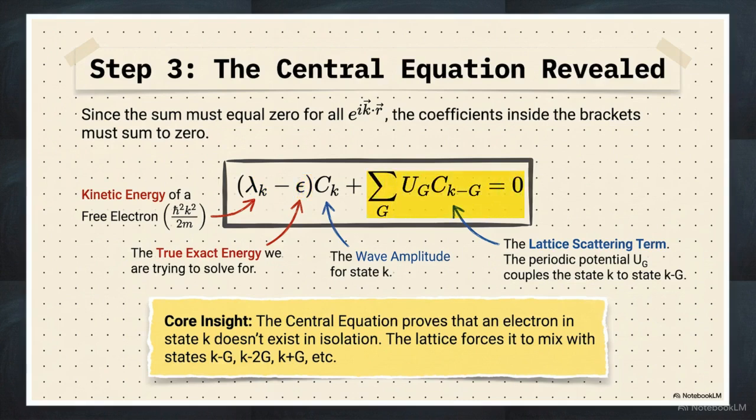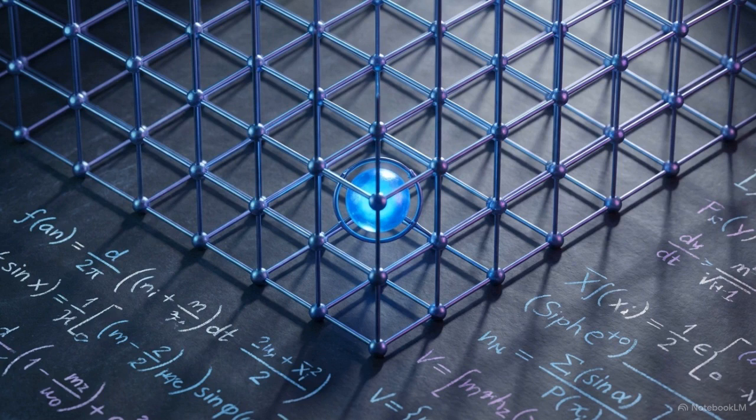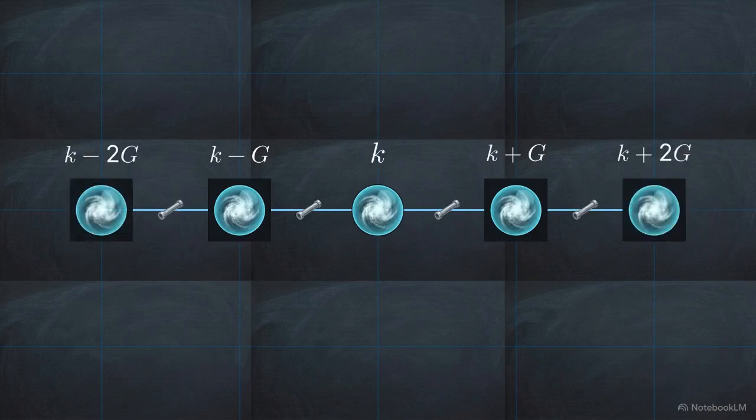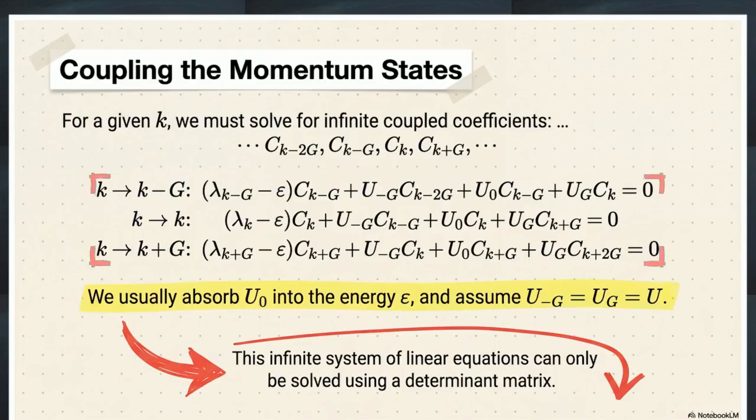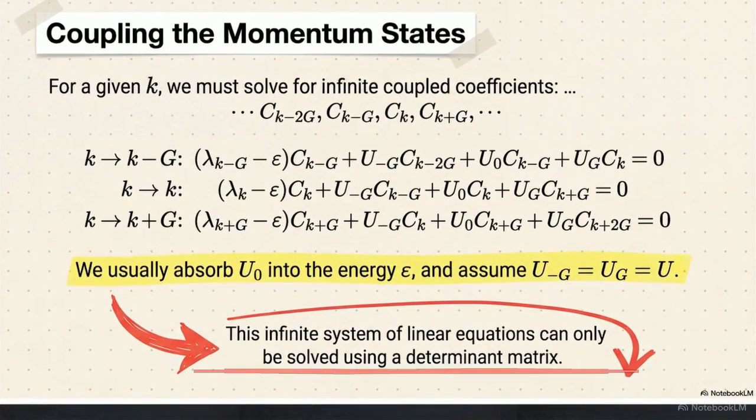The central equation mathematically proves that an electron inside a crystal never exists in isolation. The periodic physical structure forces it to continuously mix with a specific set of other momentum states. This stacked set of formulas shows the immediate consequence of that mixing. Because state K is strictly coupled to K minus G, which is coupled to K minus 2G, solving for a single energy level means solving an infinite system of linear equations.